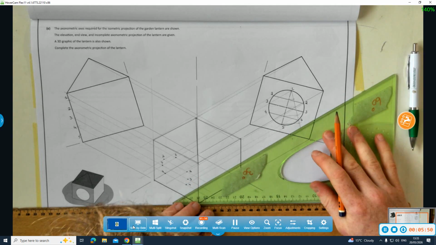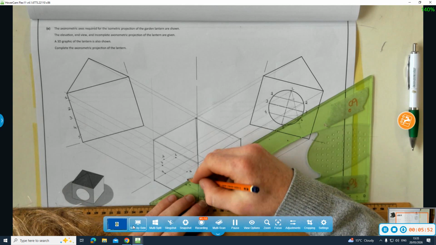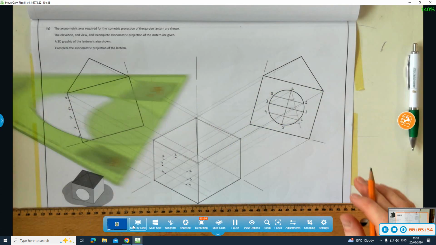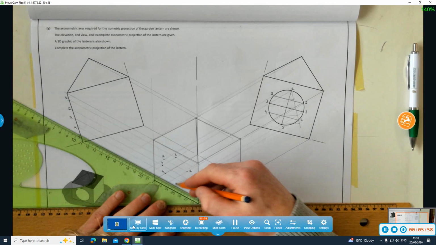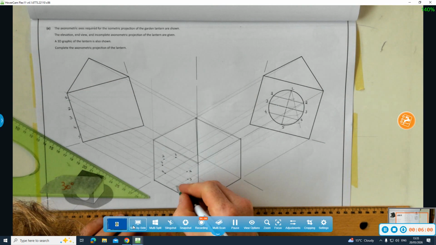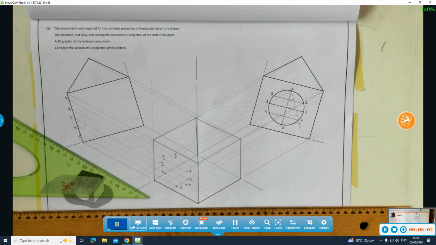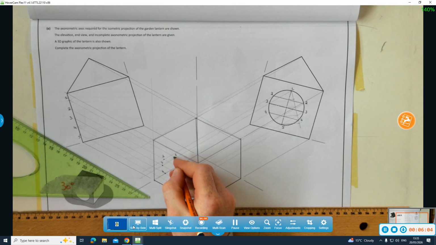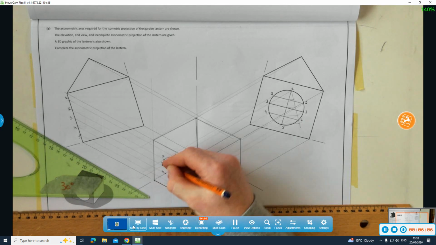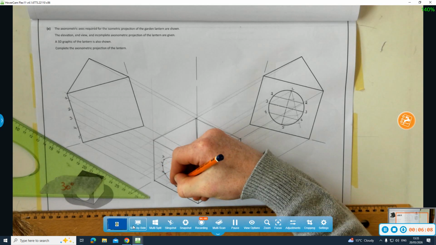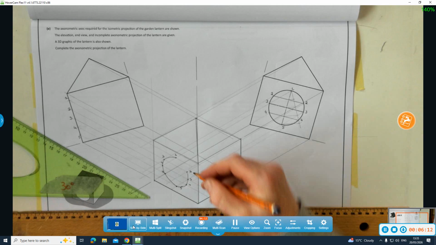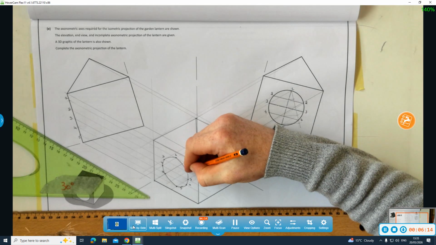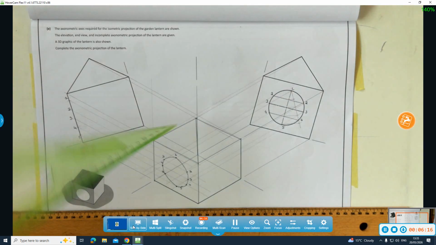And same with 5 then. 5 is on that number 3 line, so just bring him down. And 5 over here, then bring him down. Okay, so we have all our numbers now, so we can freehand in our curve. And that's that question there then completed as well.